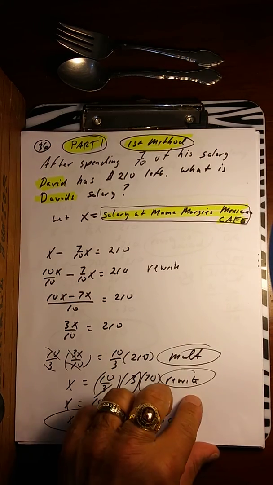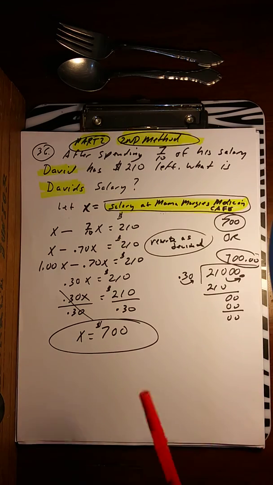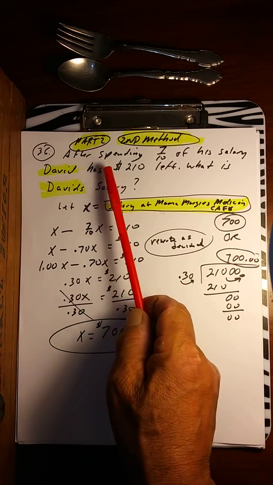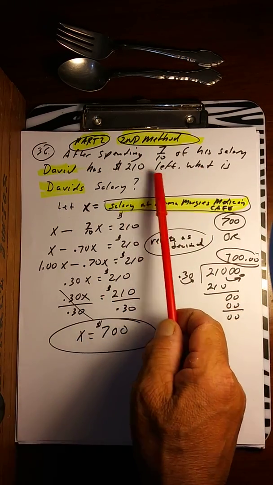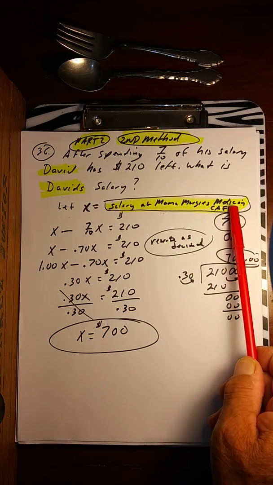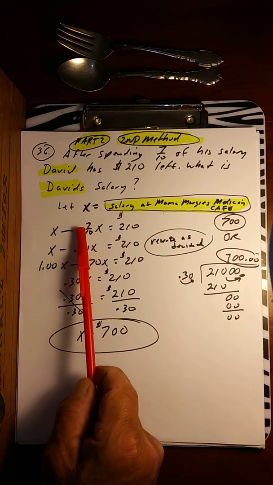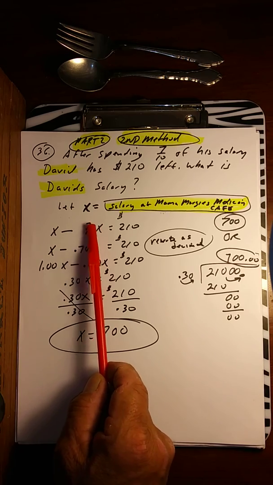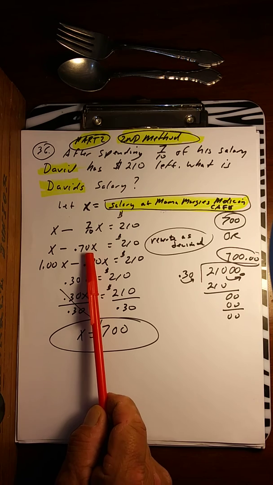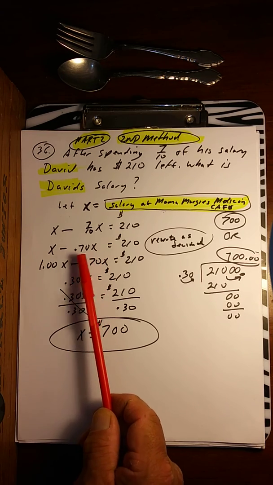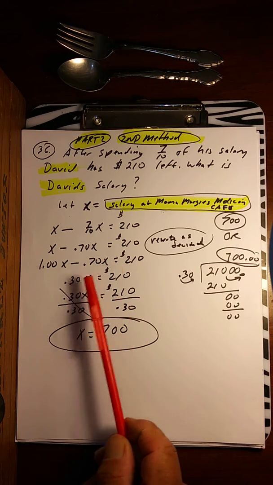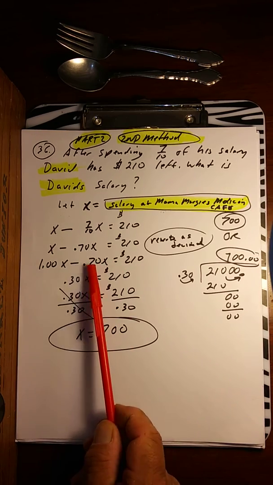Let's do it in the second method, okay? Second method. After spending 7/10 of his salary, David has $210 left. What is David's salary? Let x equal the salary of David at Mama Margie's Mexican Cafe. So x minus 7/10. Let's convert this first. 7 over 10 is 0.70. Now I made the decimal. Now let's convert this also: 1.00x minus 0.70x equals 210. So think like a dollar minus 70 cents is 0.30.